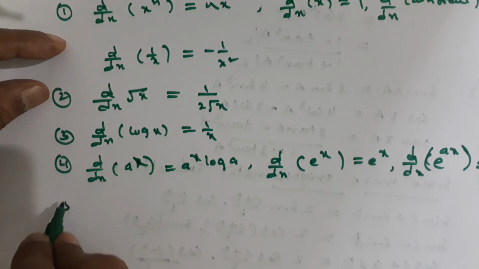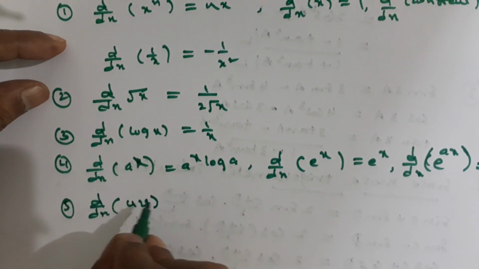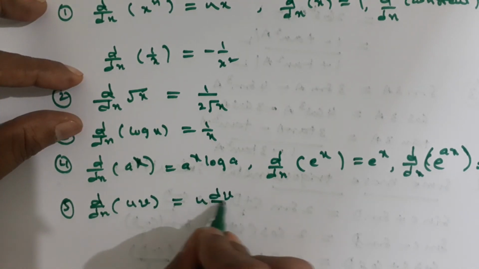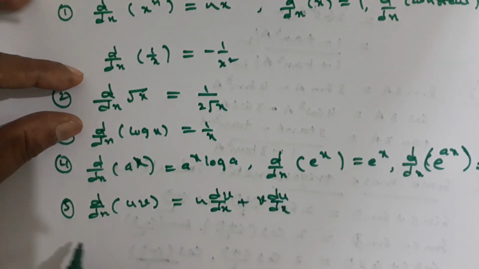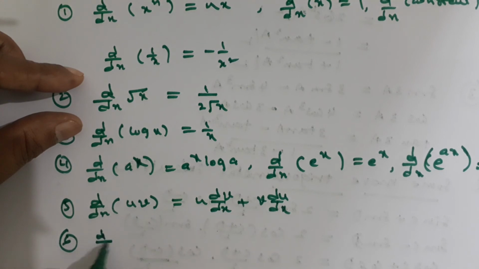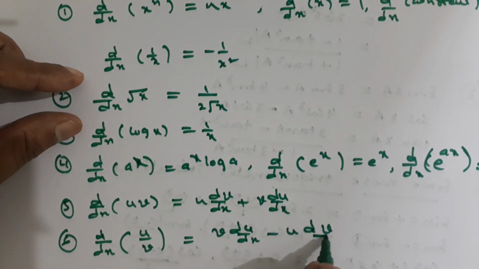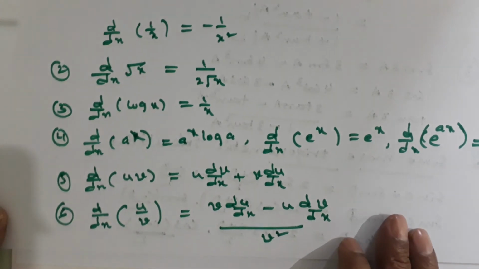Next, fifth one. D by dx of uv, product of two functions, is u dv by dx plus v du by dx. Next, sixth one. D by dx of u by v is equal to denominator v into du by dx minus u into dv by dx, whole divided by denominator square.